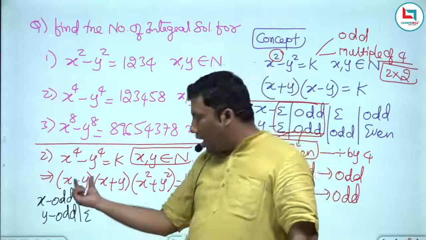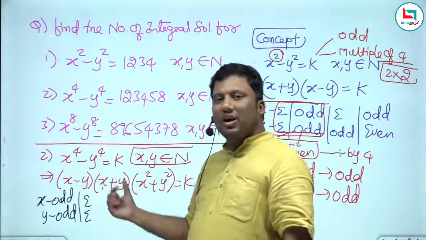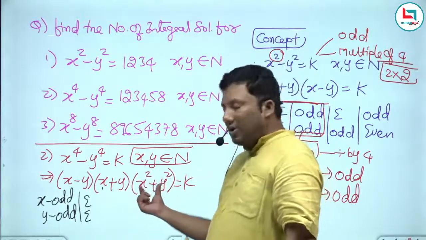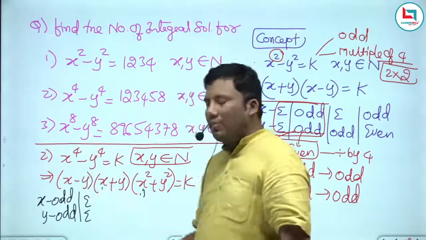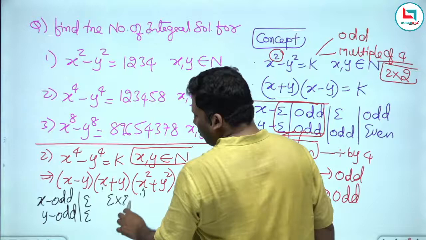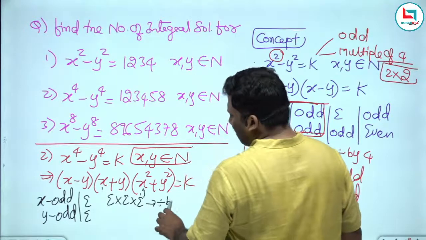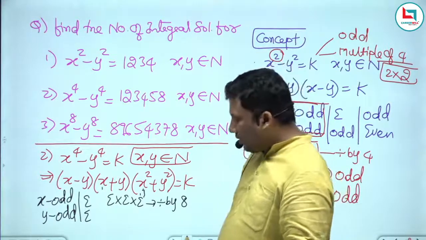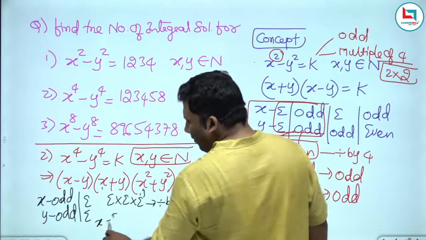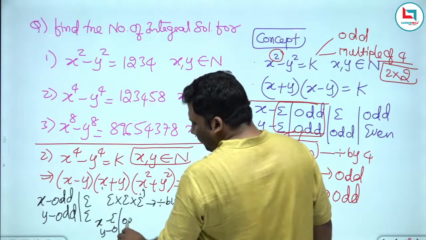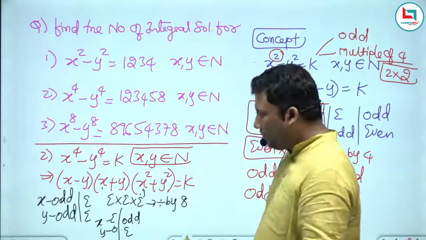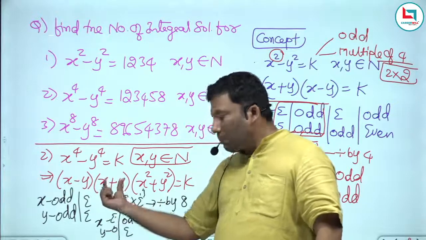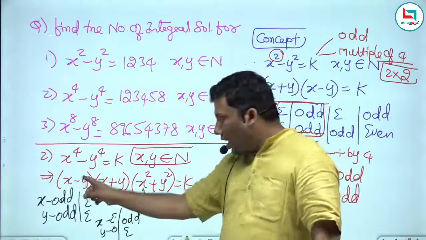See what is happening? Odd minus odd is even. Odd plus odd is even. Odd number on square, odd number. Odd plus odd, even. So I am getting even into even into even. That means right hand side is divisible by 8. If I take x as an even number, y as an odd number, what will be the answer? x is even, y is odd. Even minus odd, odd. Even plus odd, odd. Odd, odd, odd.